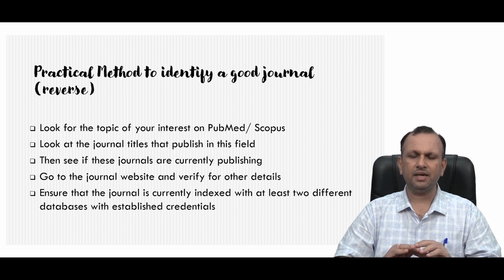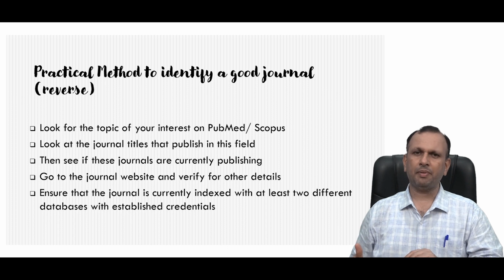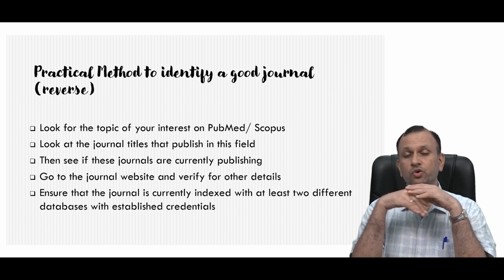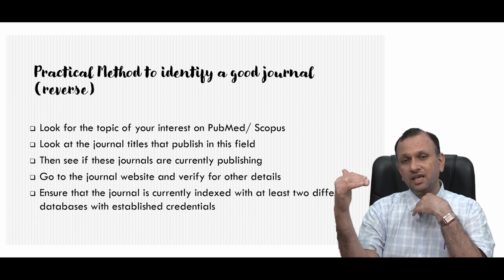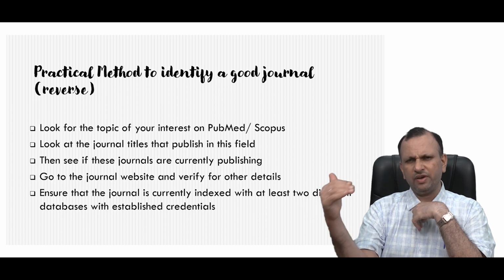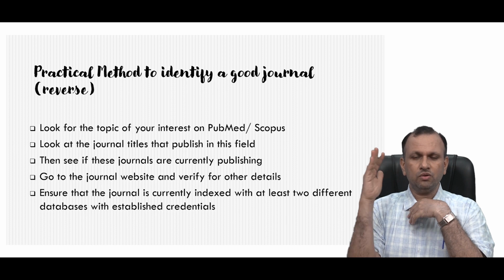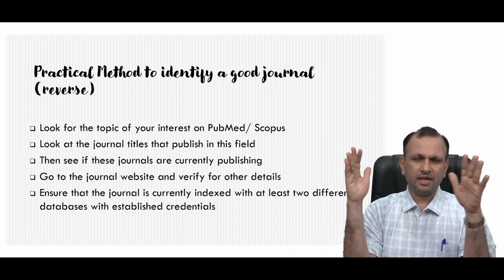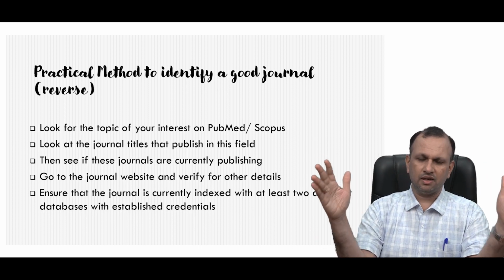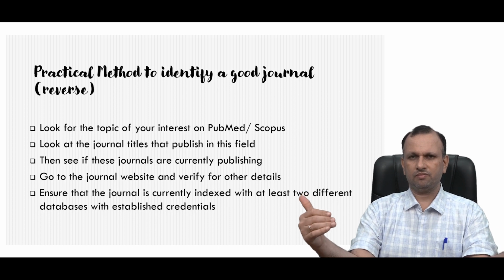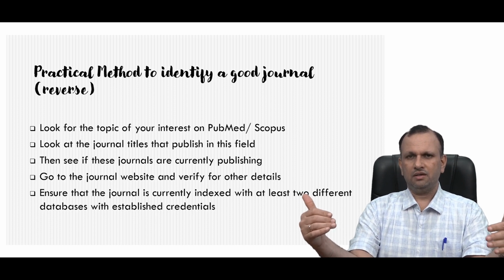You type on PubMed and then you will get the published papers, right? Now you go to each and every paper and see in which journal it is published. This is a very, very practically doable exercise. And then you shortlist some 10 or 15 best journals that have published these papers, right?